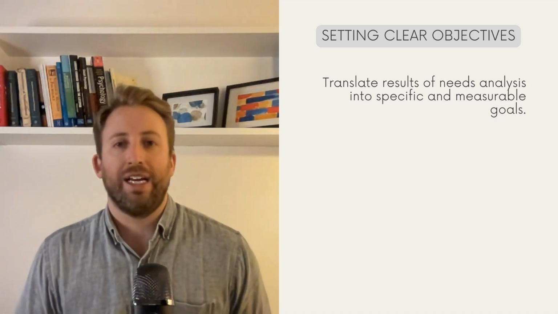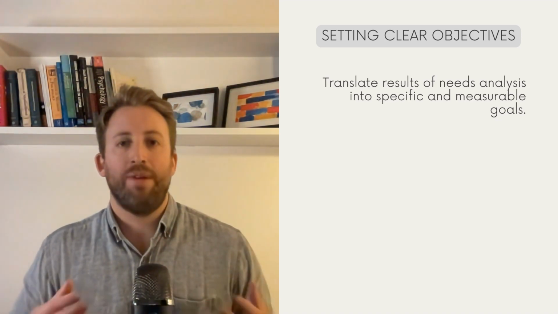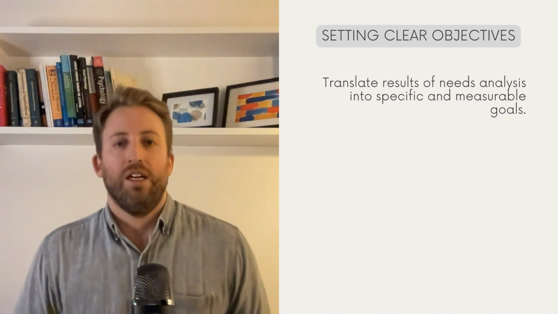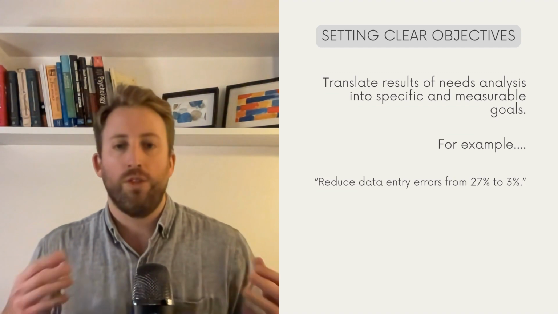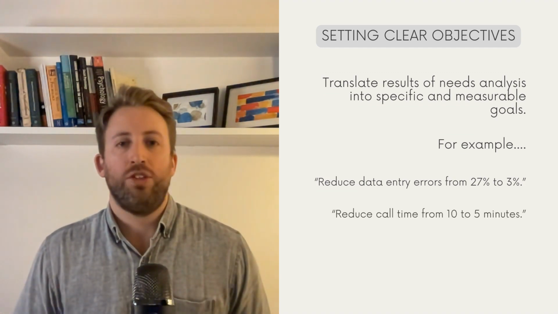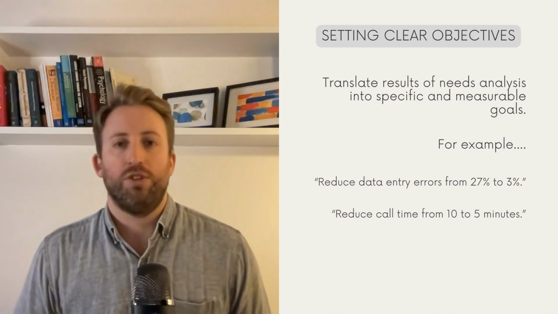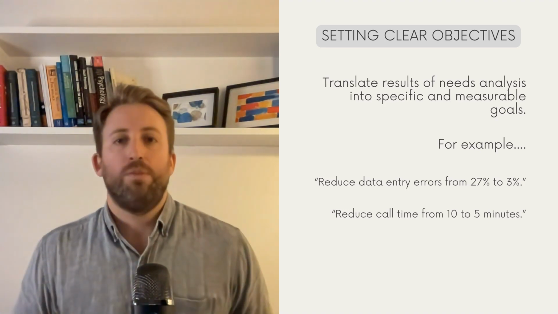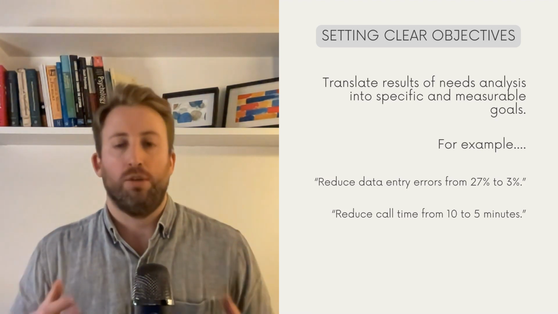Not only do you have clarity on what you're aiming for, but it also makes it easier to track progress and measure success at the end. So in our example, one goal might be to reduce data entry errors from 27% to 3%. Another one might be to reduce call time from 10 minutes to 5 minutes to get the staff to resolve the issues more quickly. These would both be examples of objectives that are clear, specific, and measurable.